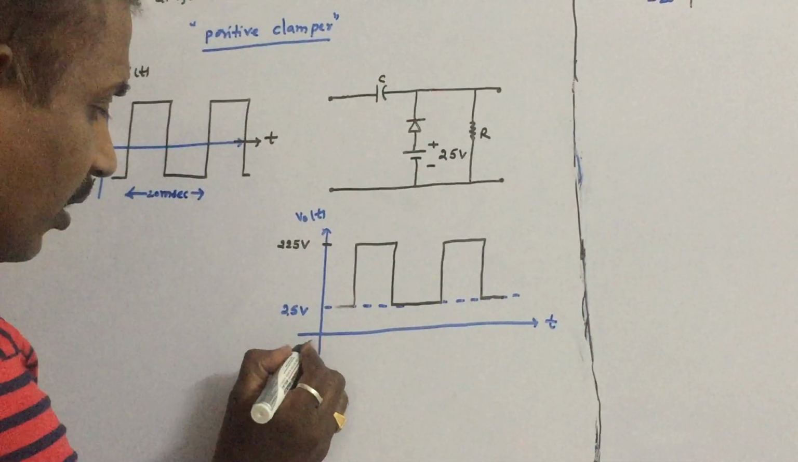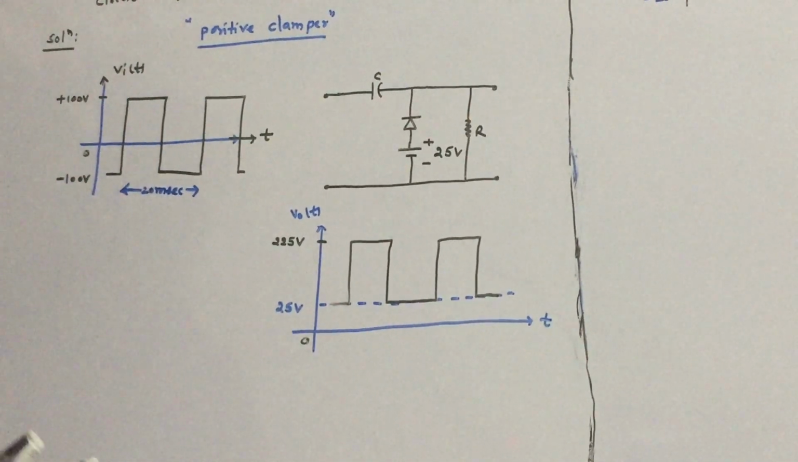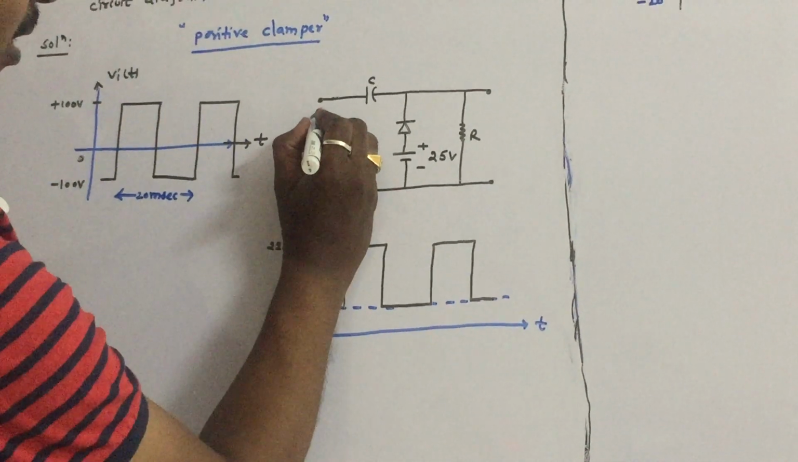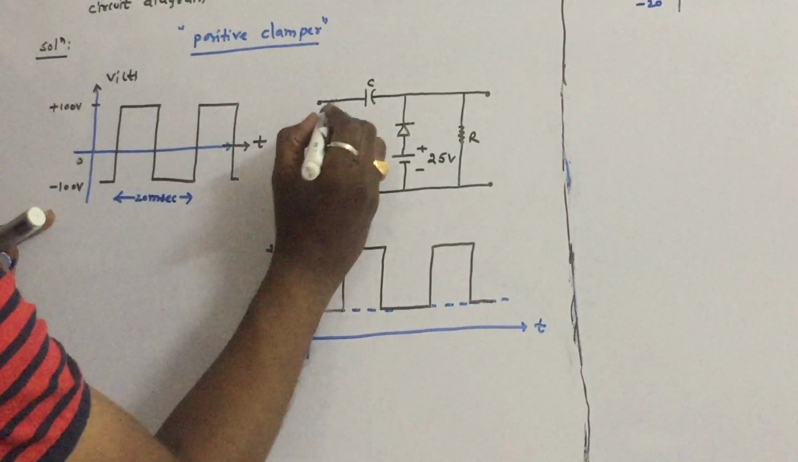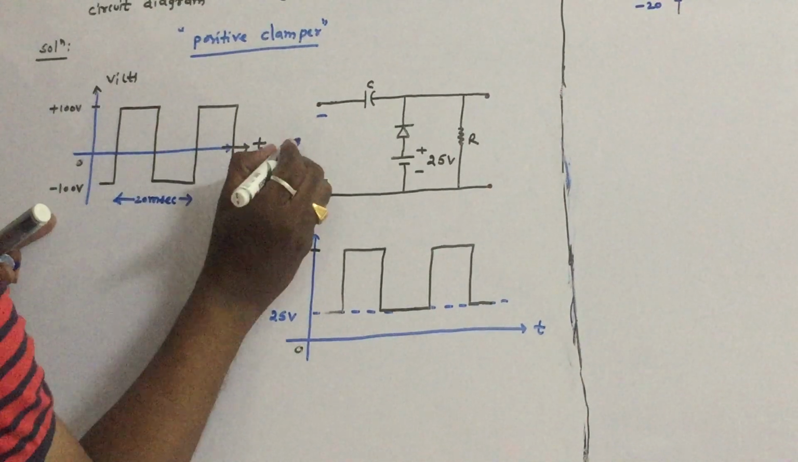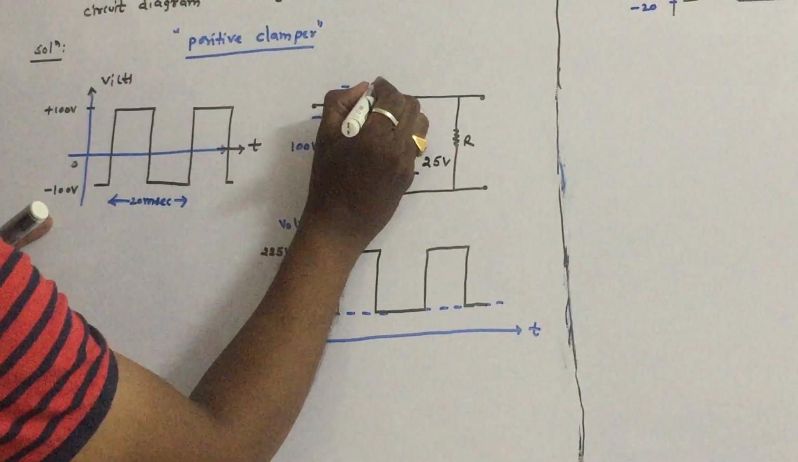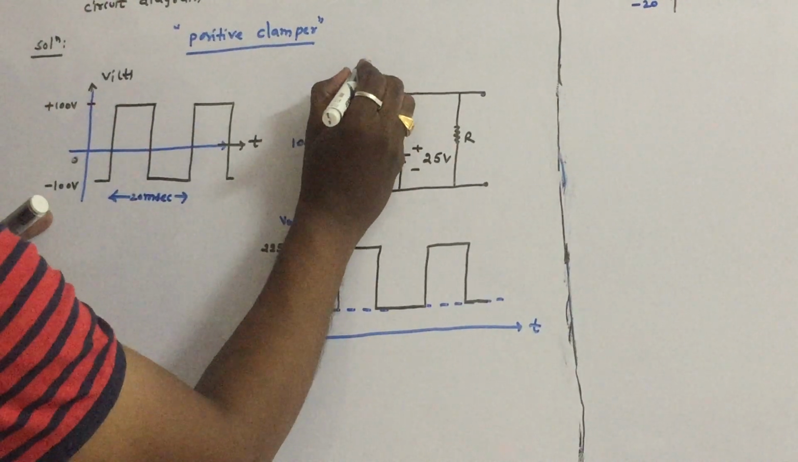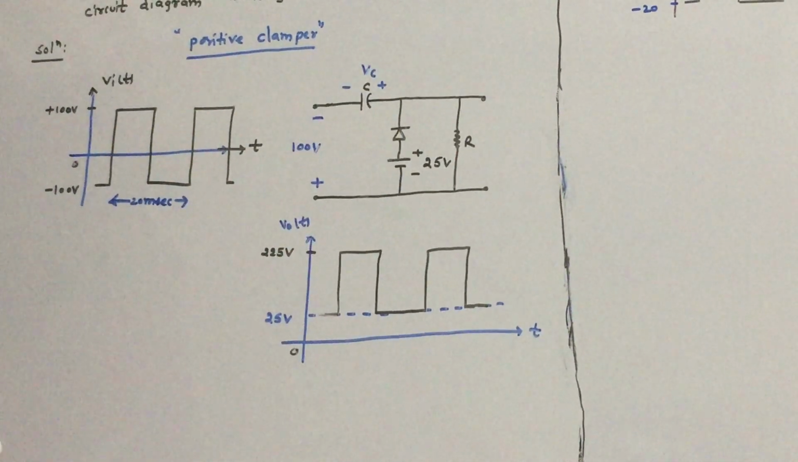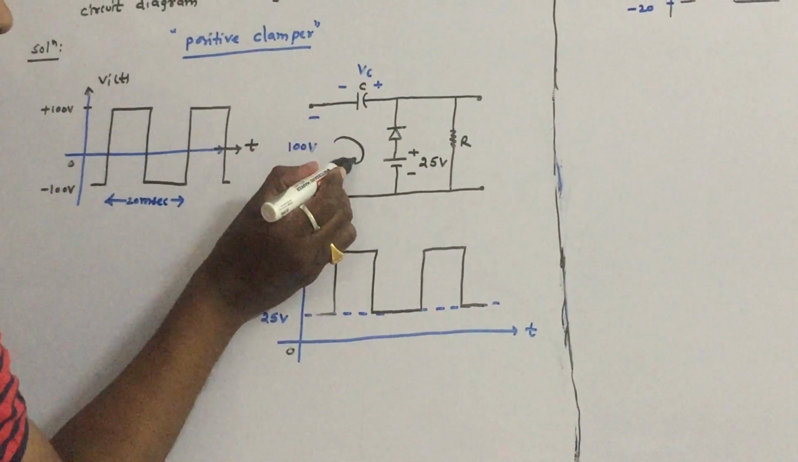So this is the circuit. Let us see to what voltage the capacitor charges. For this purpose, what is the negative peak here? Minus 100. Take the negative peak as 100 volts. The capacitor charges with this polarity, as explained earlier. The voltage across the capacitor we want to find out. Just apply KVL to this loop.